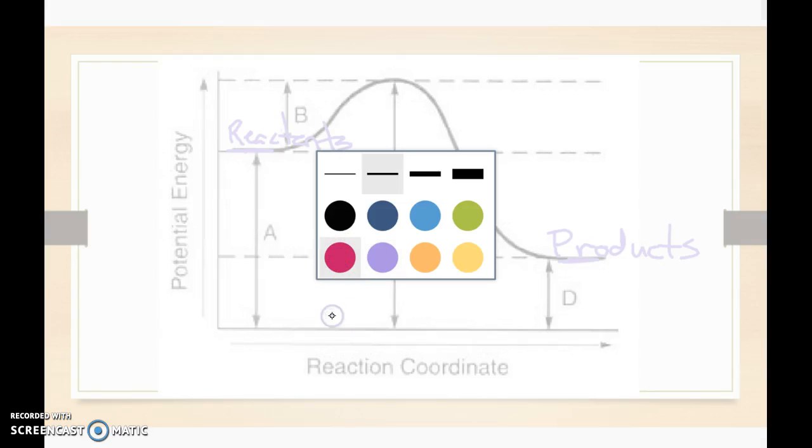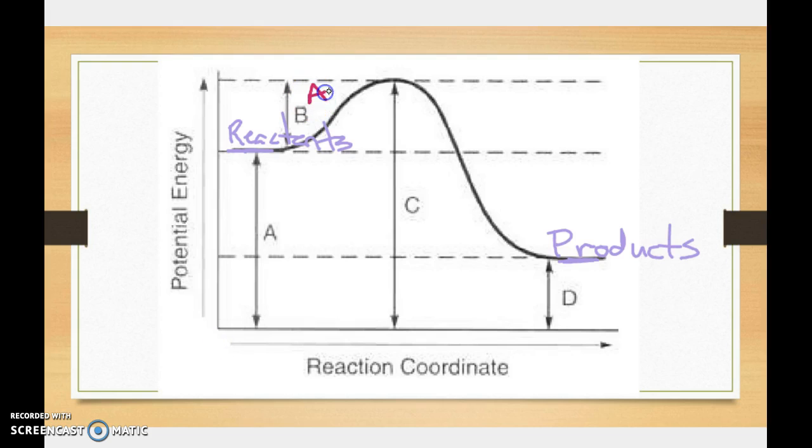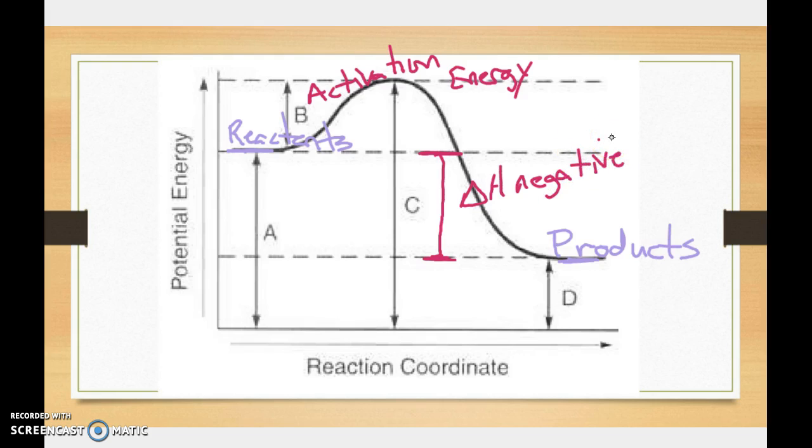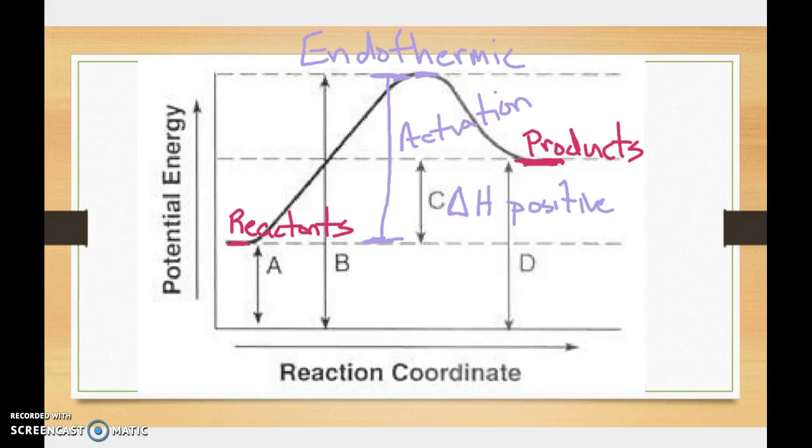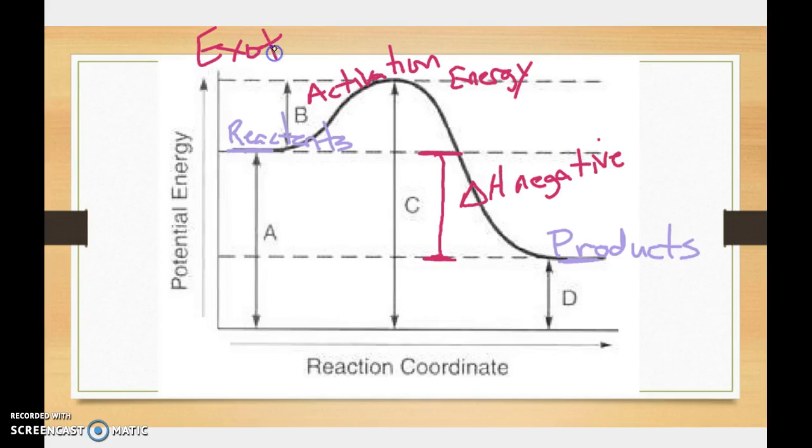And in this one, you're going to see that you have B here, which is your activation energy. And we're missing one piece, and that is the difference between products and reactants. So if we were to go between these dotted lines representing the reactants enthalpy and the products enthalpy, this is where your delta H would be. And in this case, our delta H would be negative because our products are lower in energy. So when we produce our products, they don't require as much energy. Therefore, there's extra energy left over. Energy is going to be released. So this is an exothermic potential energy diagram.